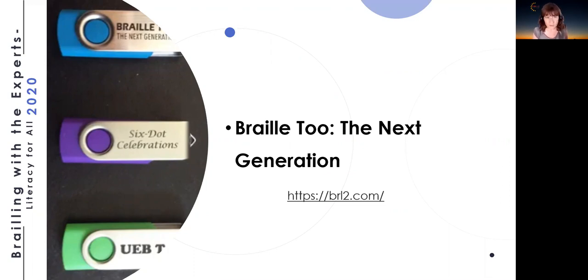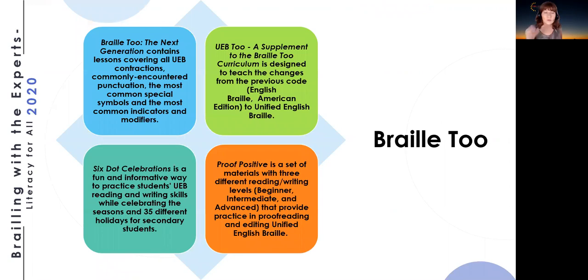It comes on flash drives, which is amazing because you can download them. You can emboss just the pages that you need. You can print out the pages that you need, which is all very helpful. Braille 2 comes with 4 different flash drives that you can get, and they each do something a little bit differently.